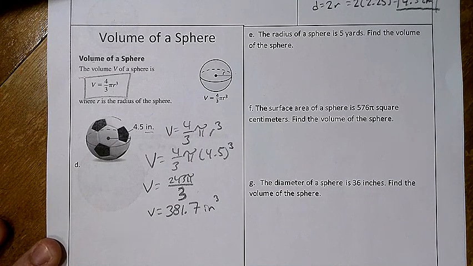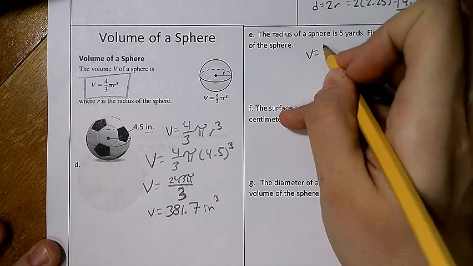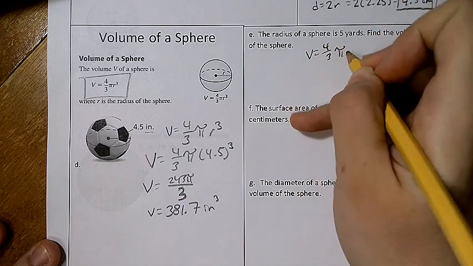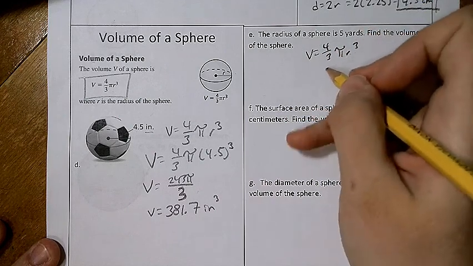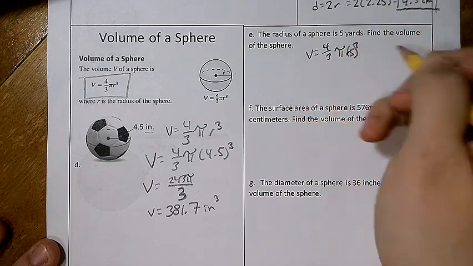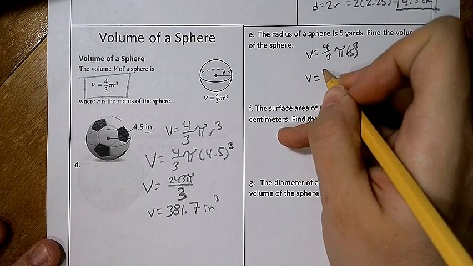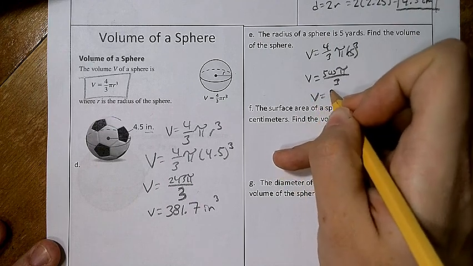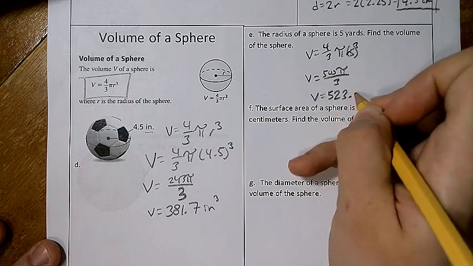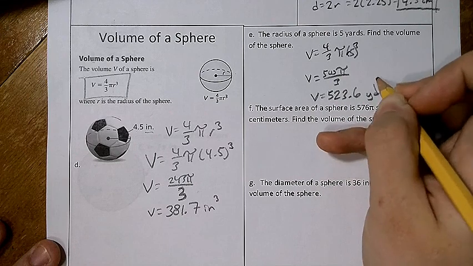I want you guys to try E on your own. Find the volume of E on your own. All right, for E, we have V equals 4/3 pi r cubed. I'm going to plug in 5 for my r. So you end up with 500 pi over 3, which is 523.6. That should be yards cubed.